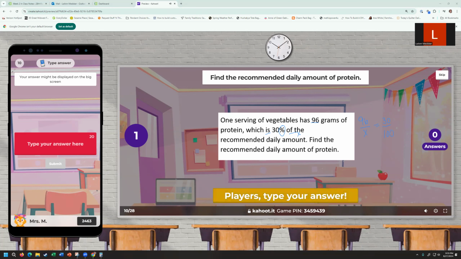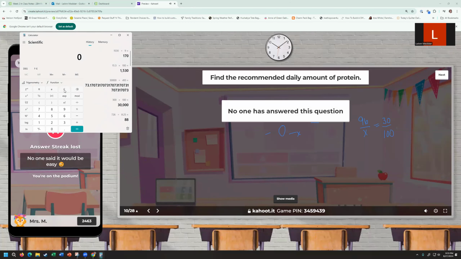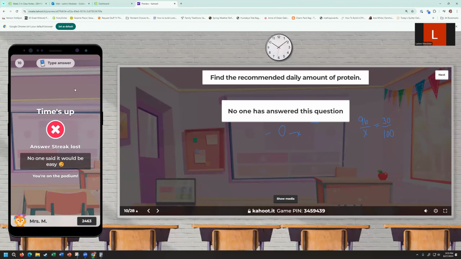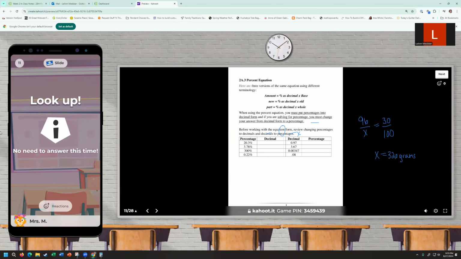And for some reason, the timer again got messed up on this one. So let's just go ahead and work it before it shows us the answer. To be 96 times 100 and then divided by 30. This one should have been 320. So daily recommended amount of protein according to this would have been 320 grams or just 320. Since, like I said, they don't always ask you to write the units on the Newton part.